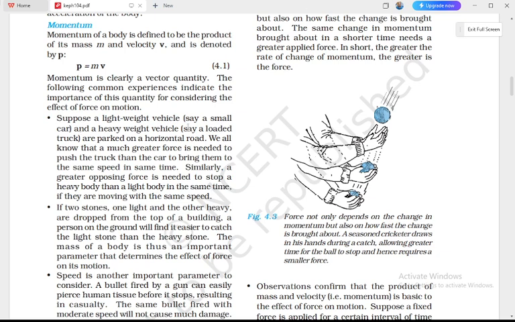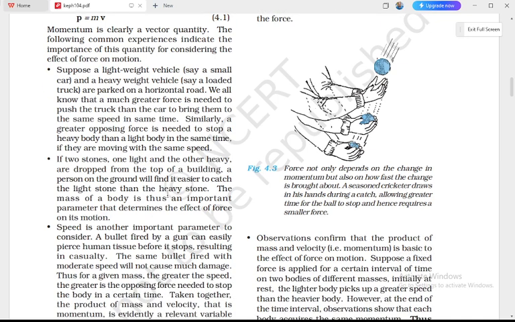Suppose a lightweight vehicle, say a small car, and a heavyweight vehicle, say a loaded truck, are parked on a horizontal road. We all know that a much greater force is needed to push the truck than the car to bring them to the same speed in the same time. Similarly, a greater opposing force is needed to stop a heavy body than a light body in the same time if they are moving with the same speed.